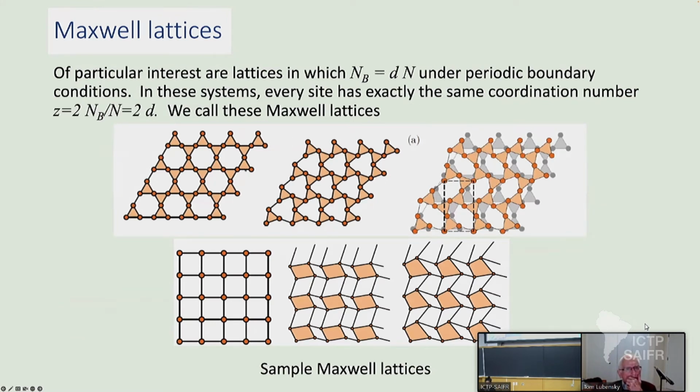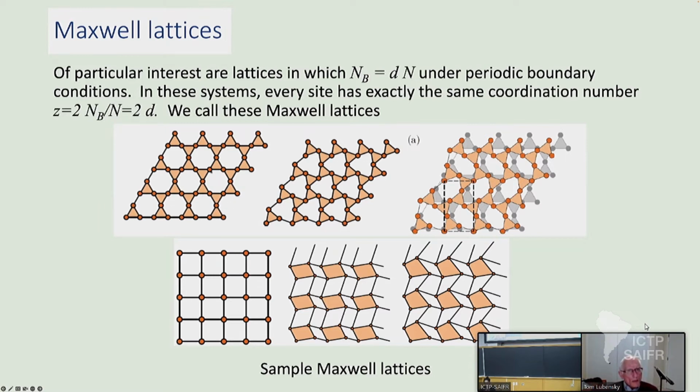So again, as I said, what we're going to be interested in are Maxwell lattices. And these are lattices in which the N_B equals dN constraint under periodic boundary conditions is actually obeyed. We don't have to worry about putting in extra forces to get the perfect balance of constraints versus number of degrees of freedom. So, here are some example lattices.